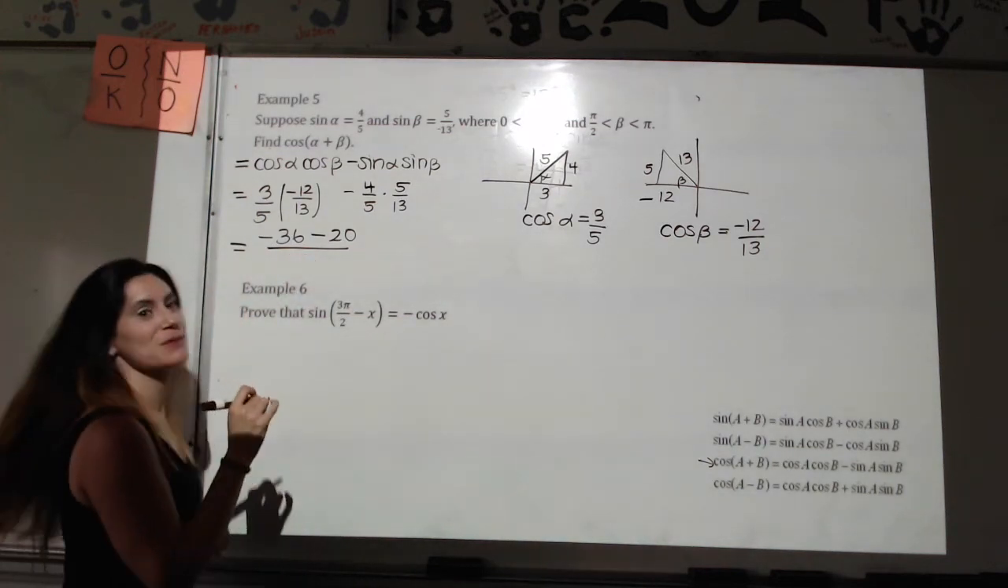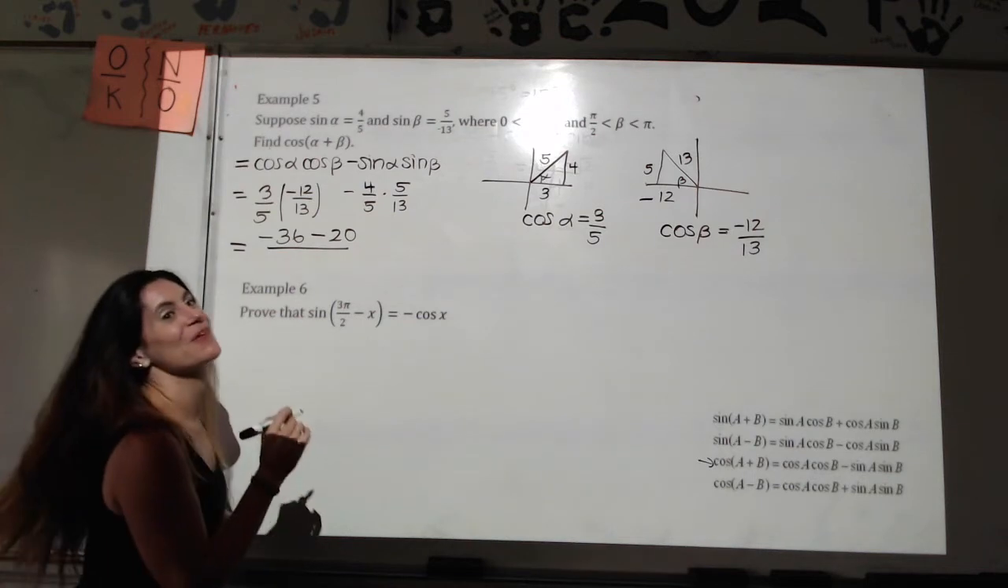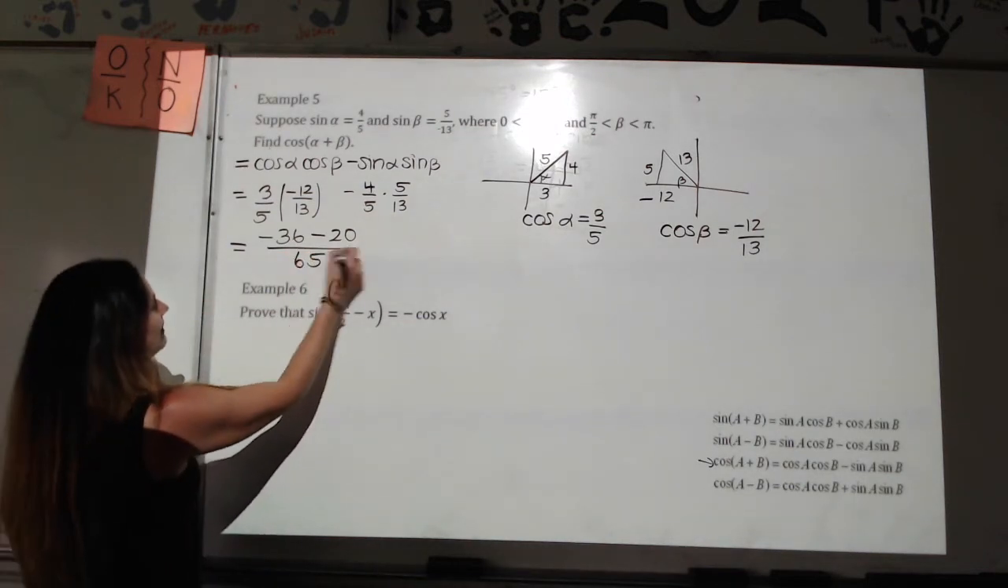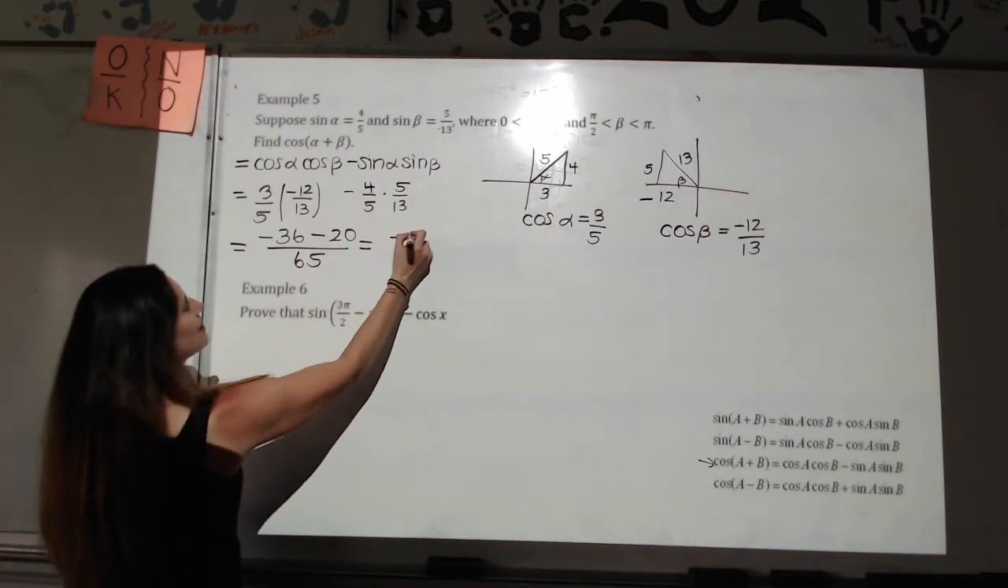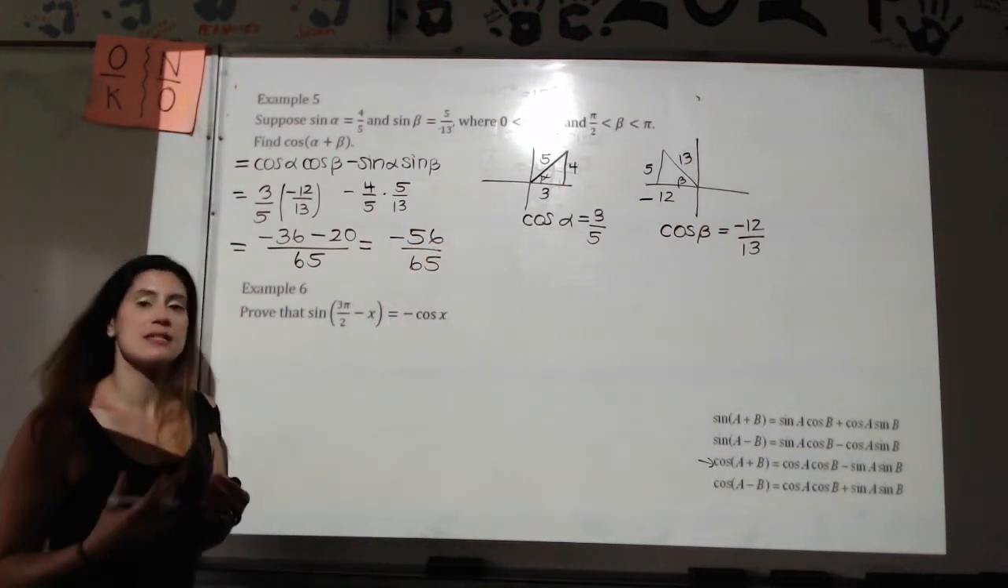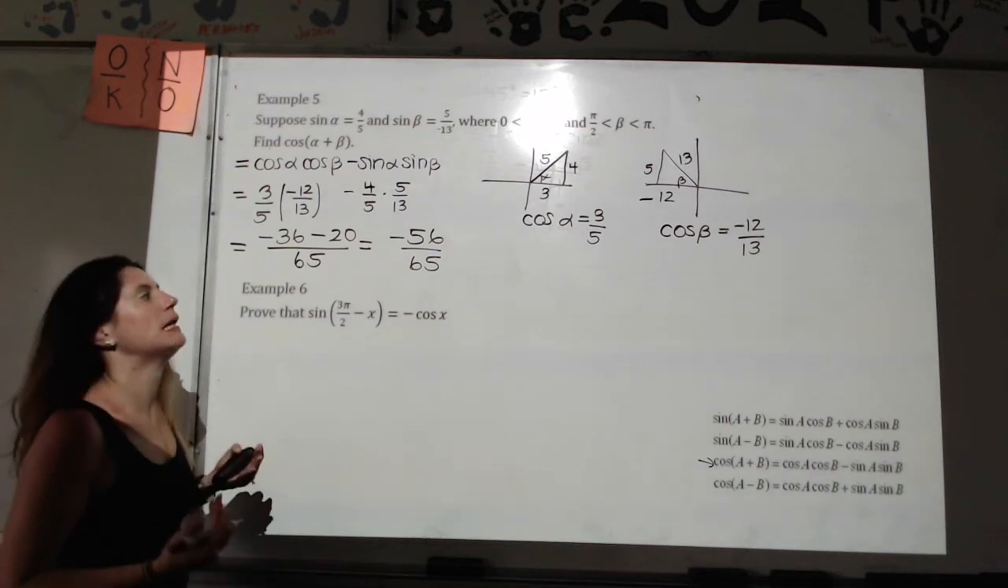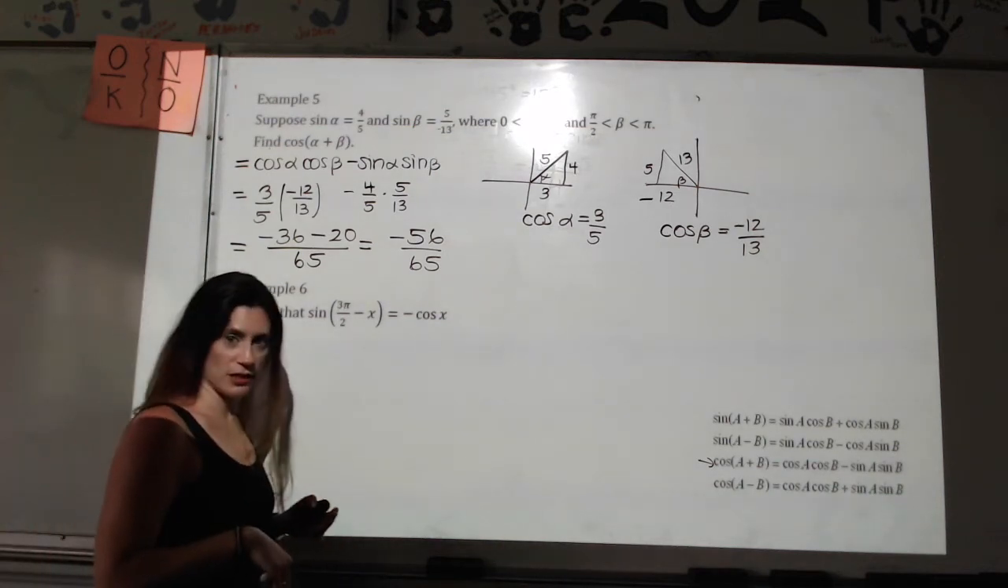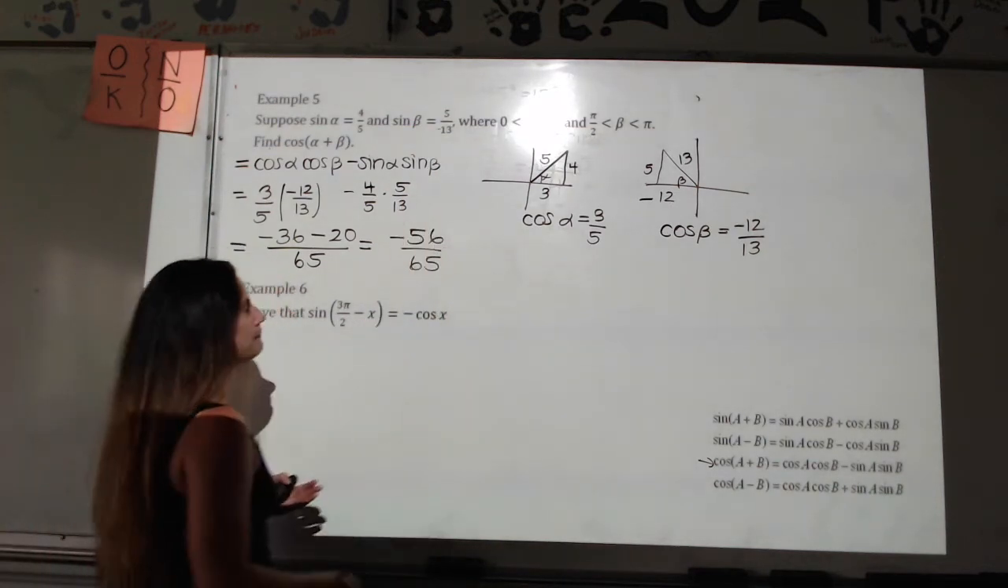Let's see, 5 times 12 is 60, and then another one is 65. You know how my arithmetic is. So it's negative 56 over 65. And so you found the exact value of the cosine of alpha plus beta, and you had to go back to the chapter on inverses where we use the triangles.